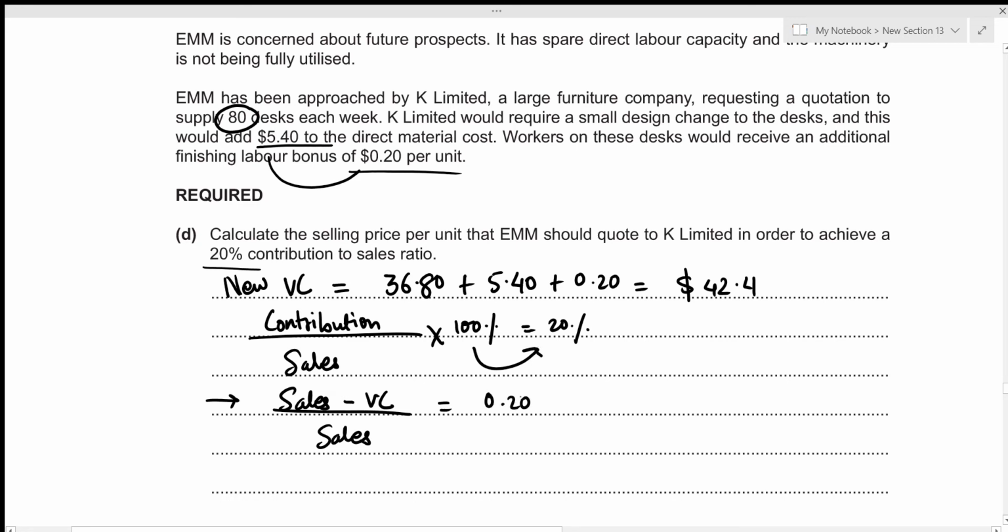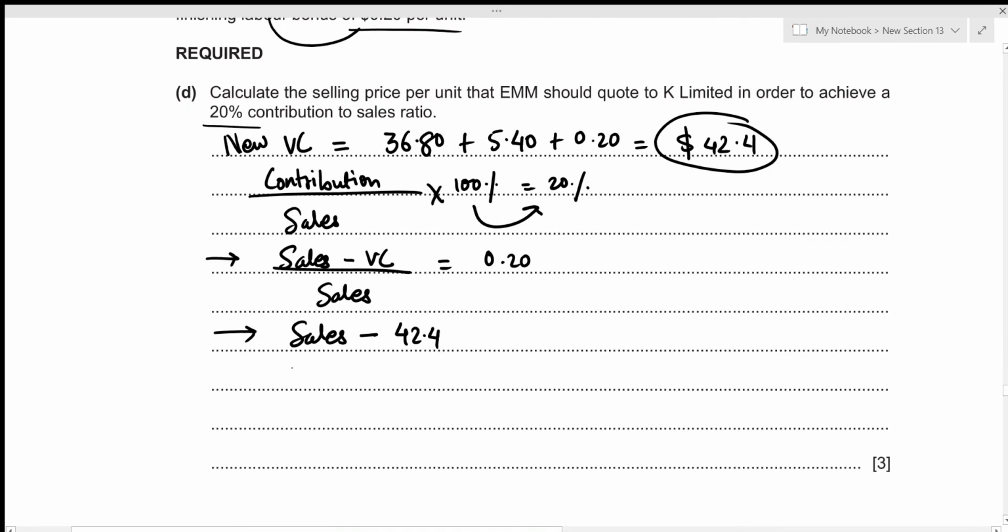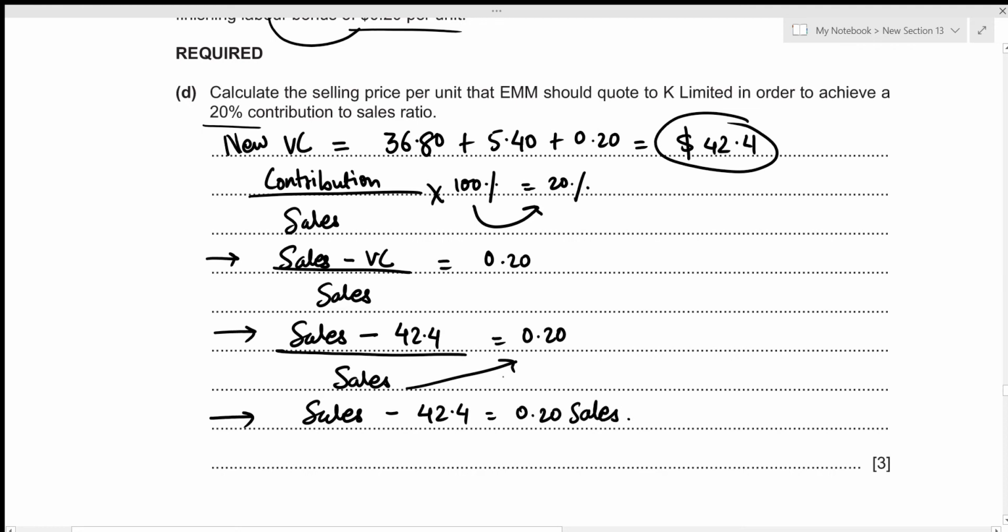We already have the value for our variable cost. We actually use the new variable cost that we figured out to be 42.4. This is equal to 0.20. So this is a very simple equation now. Let's multiply the sales to the other side. So that's going to be sales minus 42.4 equals 0.20 sales. So if you bring the sales to this side now, that's just going to be sales minus 0.20 sales, which will be 0.80 sales. And this will be equal to 42.4.